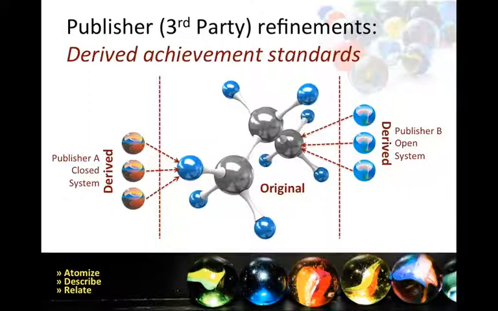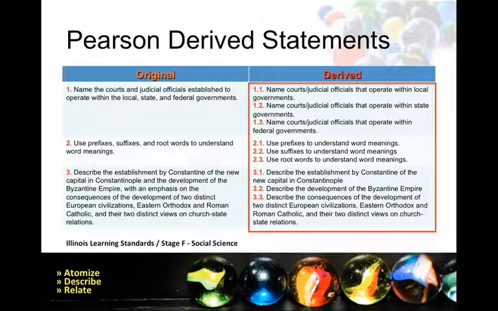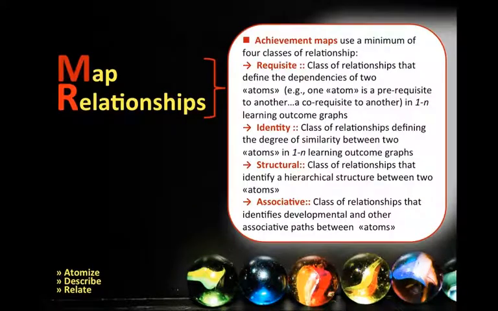So it's an extensible model. And we see here an example from Pearson of doing exactly that. On the left, we have Illinois Learning Standards Stage F for social science, 3 statements from the original. And on the right, we see Pearson's derived statements. They needed it more granular. So they create their own nodes using an ASN framework, their own individual nodes that are then tied back to the original.